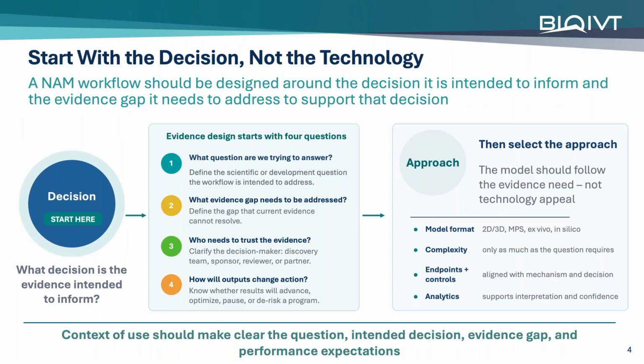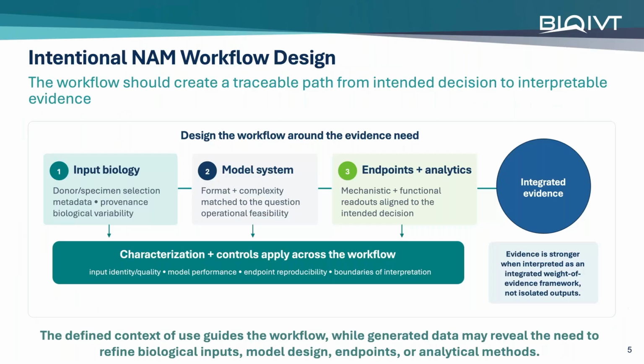So once the question, evidence gap, and intended decisions are clear, we can begin to design the workflow around those needs. And although this slide sits within a NAMs discussion, the logic itself is not NAMs specific. This really is a framework for good experimental design in general. The first component is the input biology, what biological material is entering the system. That includes the donor or specimen, the relevant metadata or provenance, and the biological variability that may matter for the application. Those choices establish the biological starting point for everything that follows.